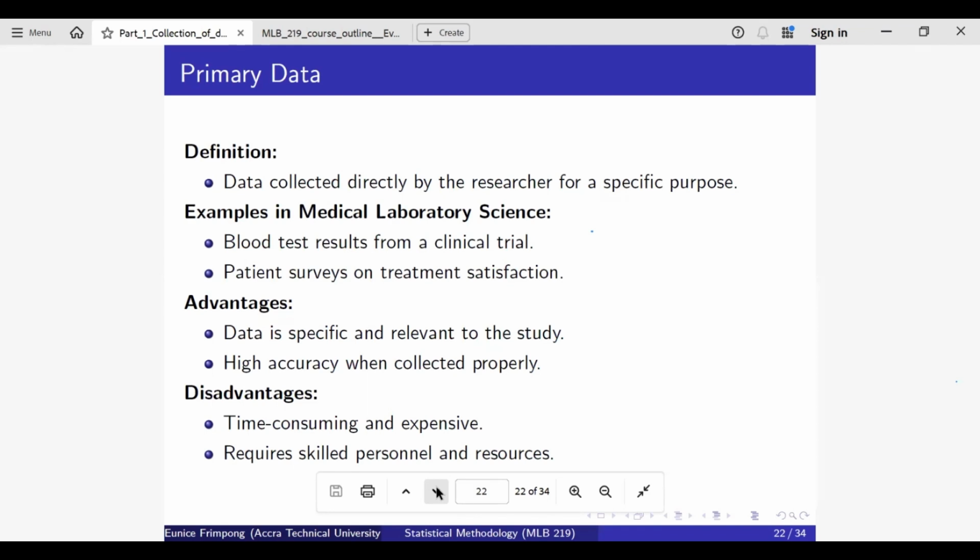But there are two disadvantages I'll talk about. There are many more, but I'm talking about just two here. The first one is that it's time consuming and can be expensive because if you have to collect data yourself, sometimes you have to travel to meet the people you want to collect data from or to study the items you want to collect the information about. So it can take time and it can cost you too.